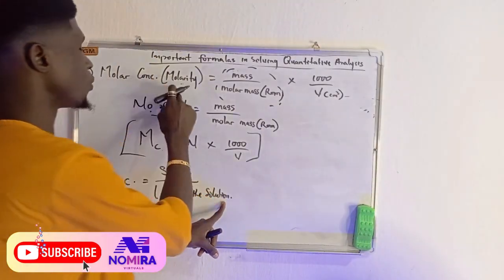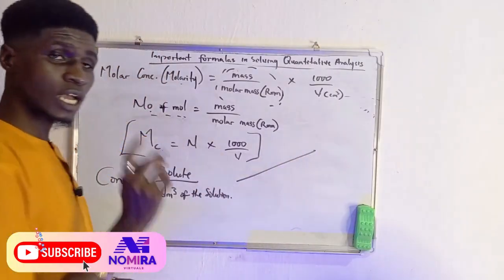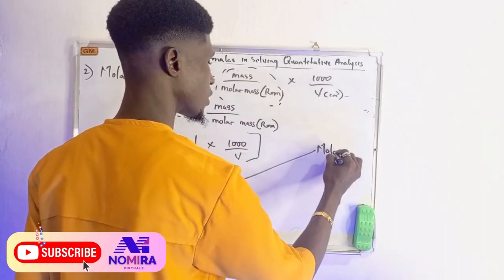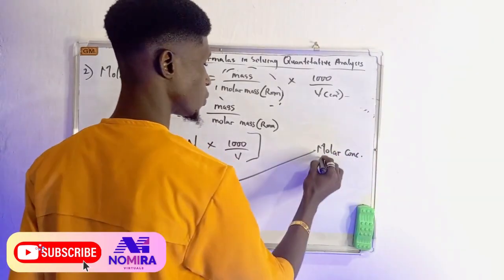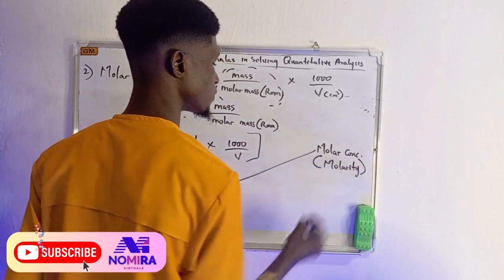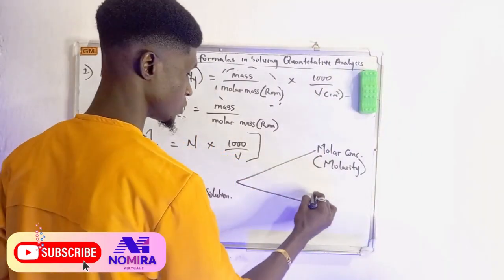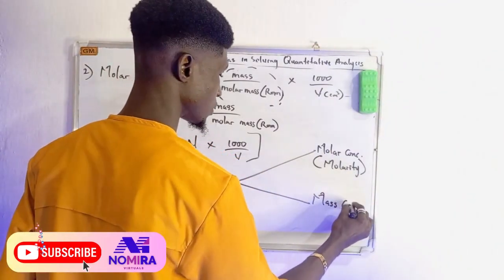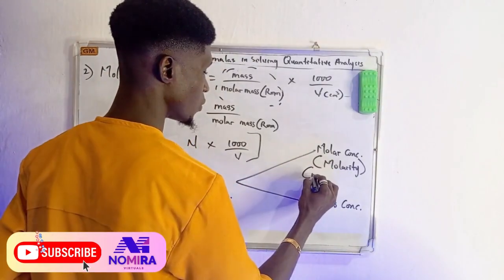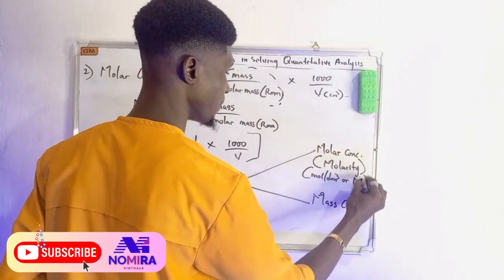That will give you molar concentration. Therefore, we can say that there are two types of concentration. The first one is molar concentration, which we also call molarity. The other type is mass concentration. The unit of molar concentration is mole per dm cube, or capital M.